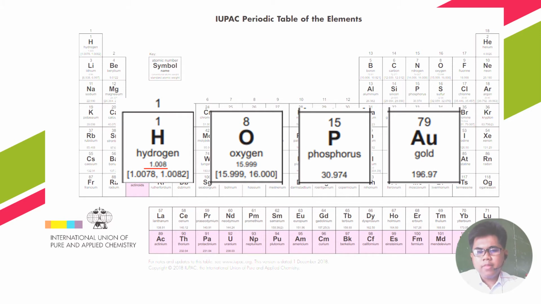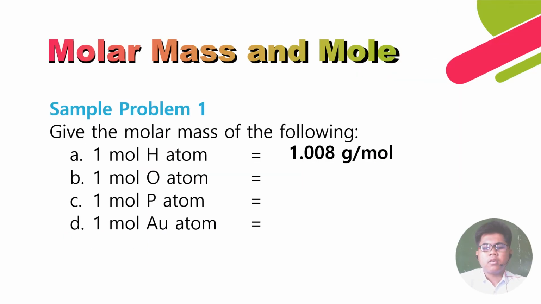So, therefore, what is the molar mass of hydrogen? 1.008 grams per mole. Don't forget the unit, okay? Because our molar mass is expressed, again, in grams per mole. So, you are correct in giving me the molar mass of hydrogen atom.